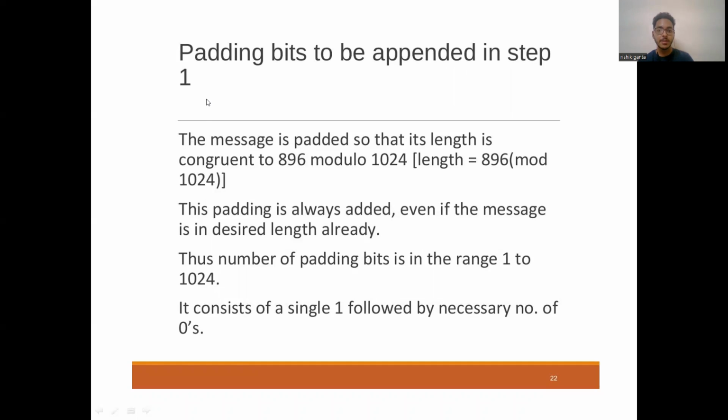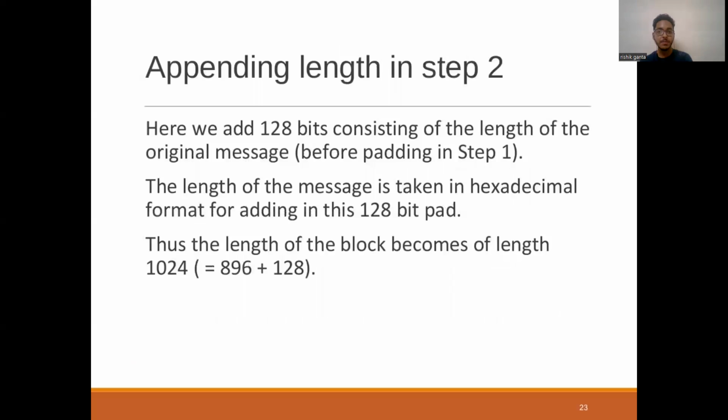Padding bits are appended in step 1. The message is padded so that its length is congruent to 896 modulo 1024. This padding is always added, even if the message is already of the desired length. Thus, the number of padding bits is in the range of 1 to 1024. The padding consists of a single one followed by the necessary number of zeros.